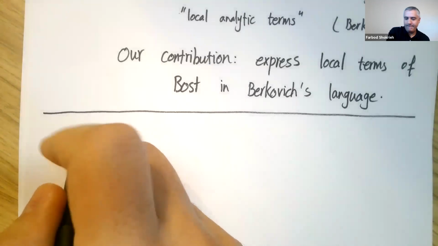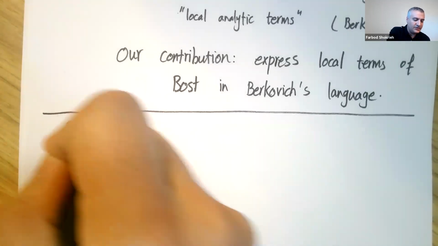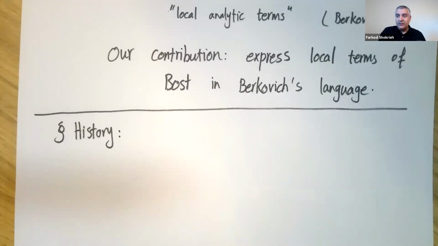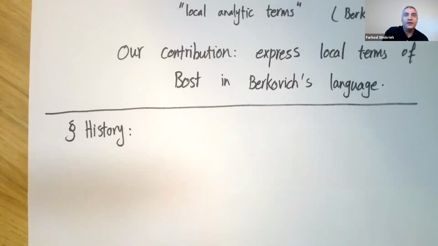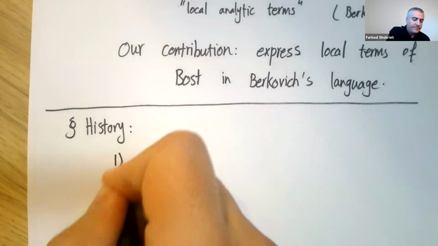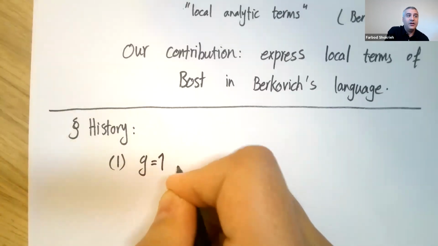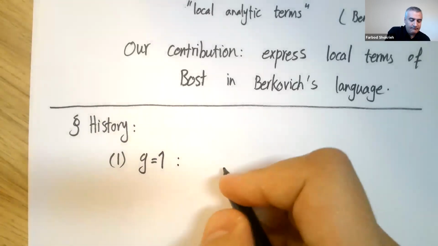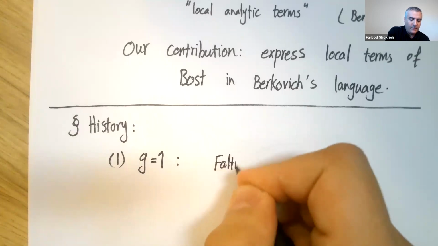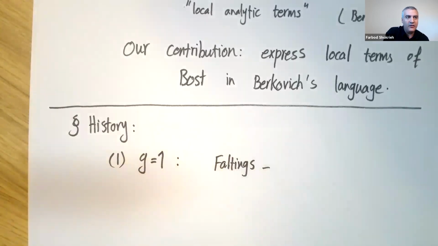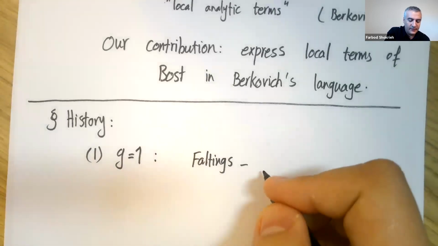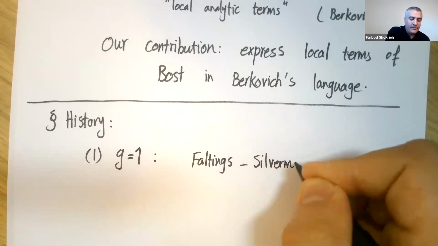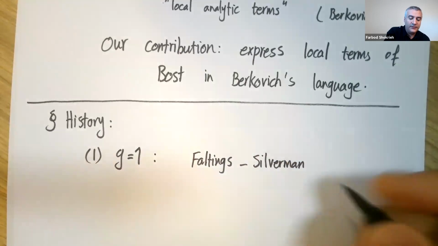Let me now go back and talk about the history of this problem. Of course, our work didn't appear in a vacuum. What happens in dimension 1, g equal to 1? You have an elliptic curve, and already the work of Faltings and a follow-up exposition of that work by Silverman did give a formula for Faltings heights.